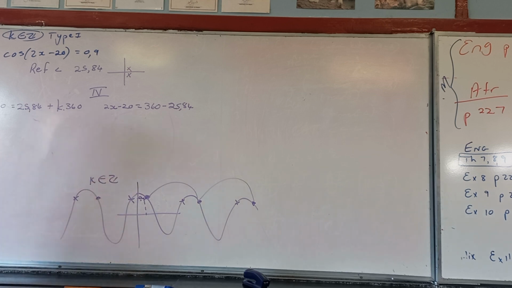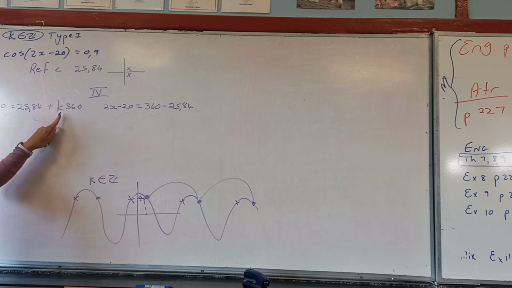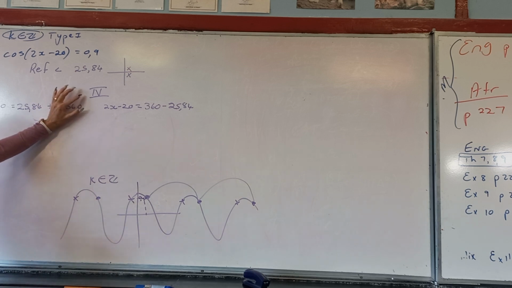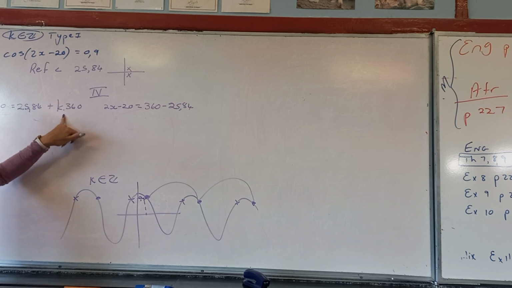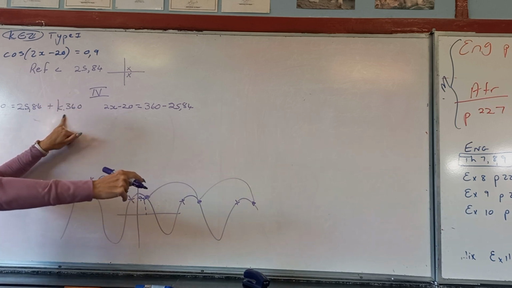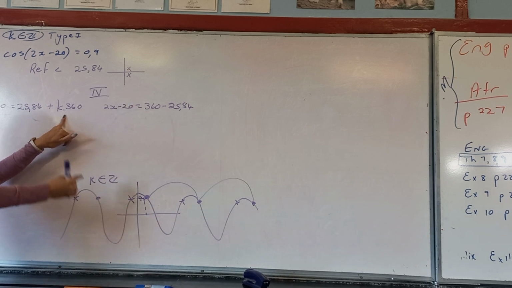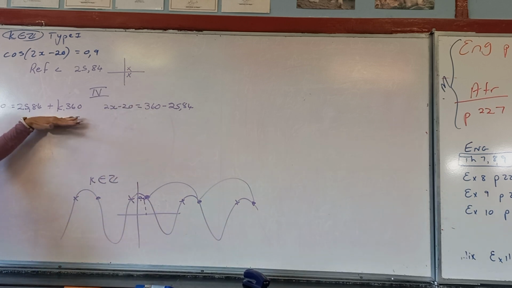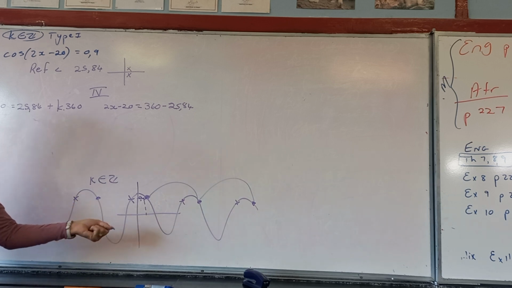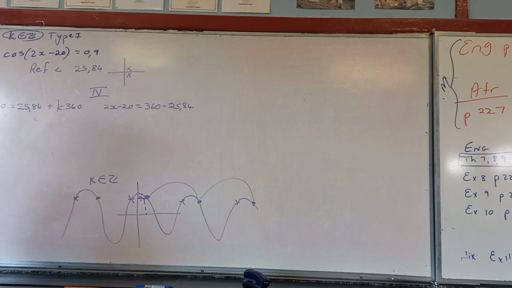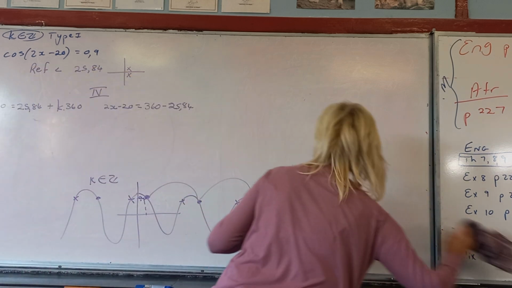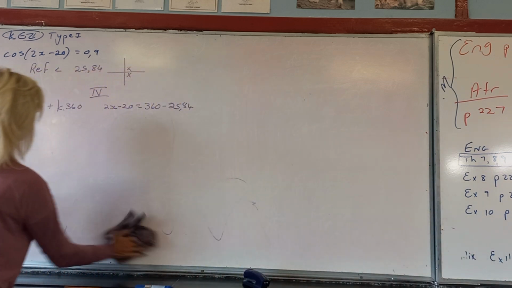an element of the integers, meaning for the first one you're going to say k is 0, because then your answer will just be the 25,84. For the second one your k will be 1, so you'll add 360, then 2 times 360, 3 times 360. For the rest it's going to be minus 1 and minus 2 and minus 3 times. Are you figuring this out? I'm not going to do it all the time. I hope you've got it now. So we say plus k times 360. So let's complete that.